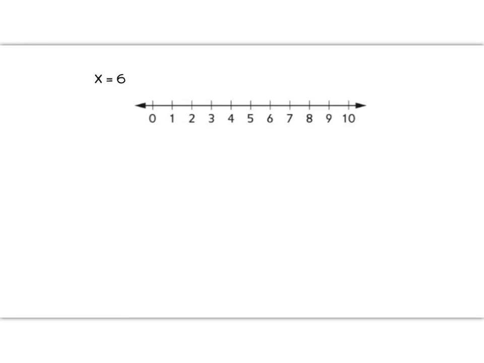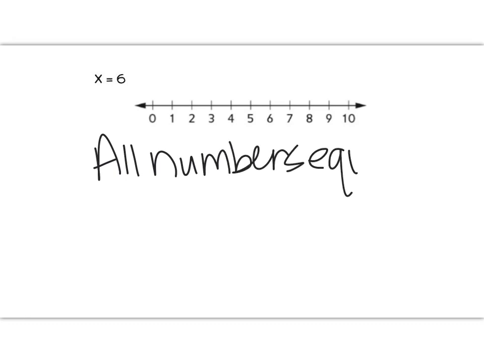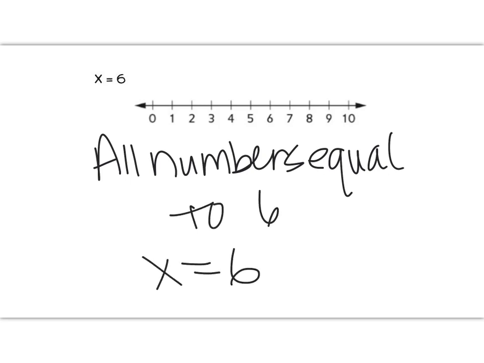So if we look at this first one, this one says x equals 6. So basically, this would be a solution set of all numbers equal to 6. That means that the only number that x could equal is 6. And so in order to graph that, we would put a dot on 6.